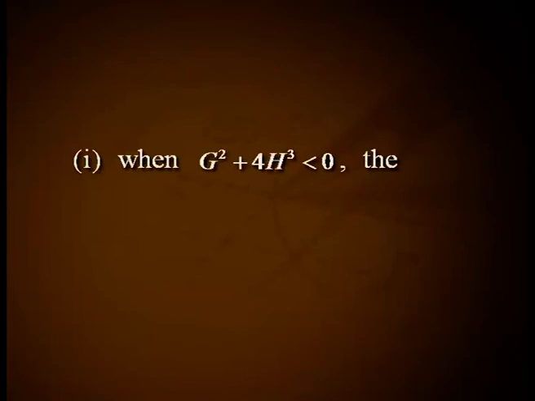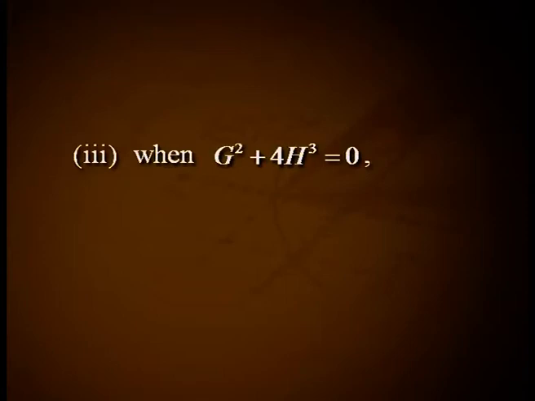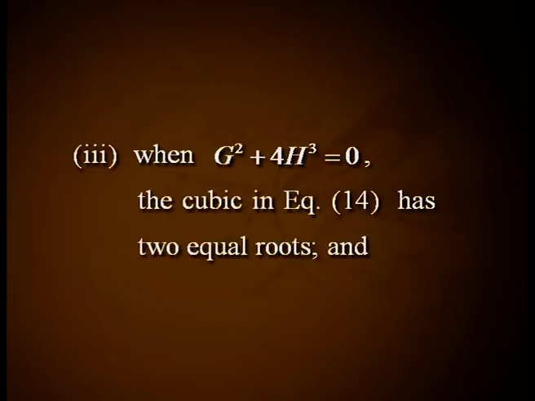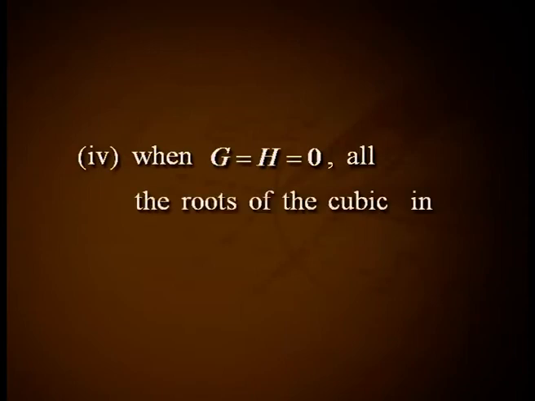Conversely, it is easy to see that: 1. When g² plus 4h³ is less than 0, the roots of the cubic in equation 14 are all real. 2. When g² plus 4h³ is greater than 0, the cubic in equation 14 has two imaginary roots. 3. When g² plus 4h³ equals 0, the cubic in equation 14 has two equal roots. And 4. When g equals h equals 0, all the roots of the cubic in equation 14 are equal.